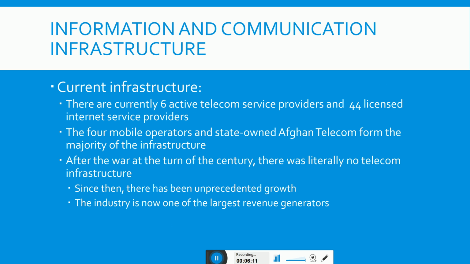Now on to their information and communication infrastructure. So the current infrastructure: there are currently 6 active telecom service providers and 44 ISPs, or internet service providers. The 4 mobile operators and state-owned Afghan Telecom form the majority of the infrastructure.